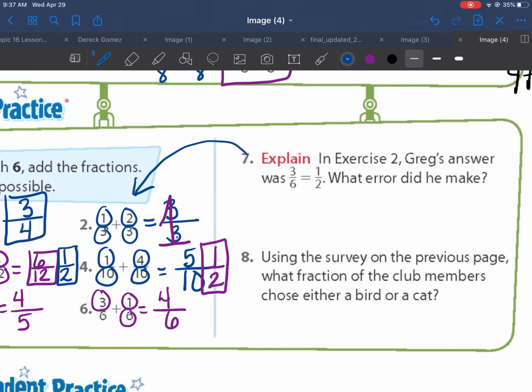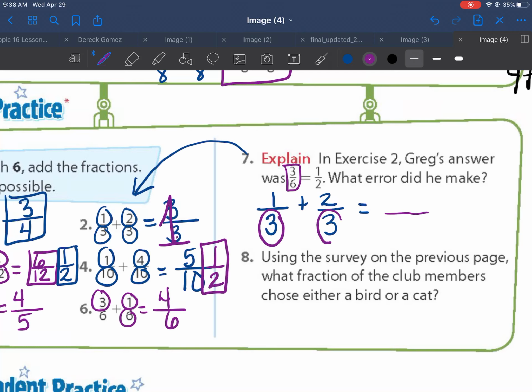Oh, okay, exercise 2. So they're referring back to this one. In exercise 2, Greg's answer was 3/6 equals 1/2. What error did he make? So it was 1/3 plus 2/3. When Greg did this problem, he got 3 out of 6. What error did he make?